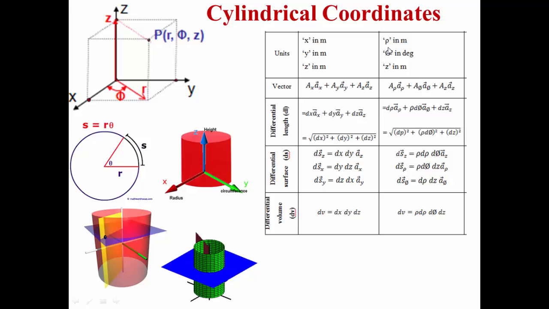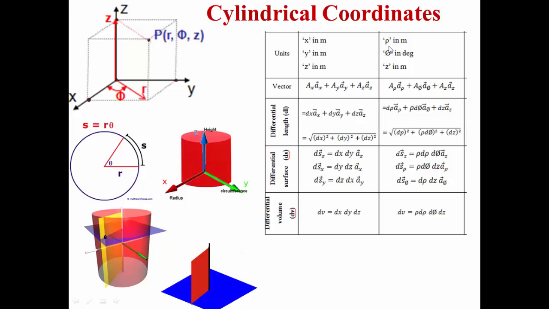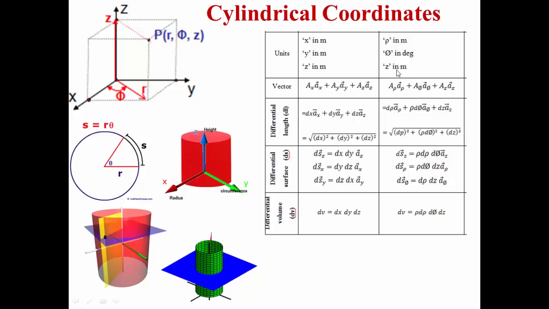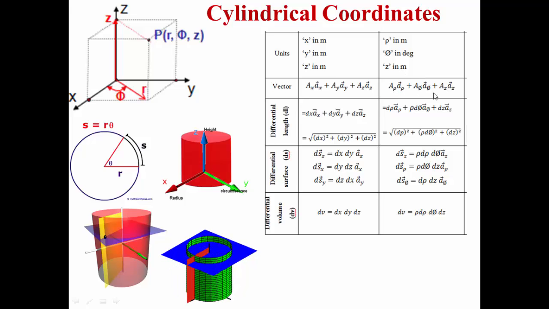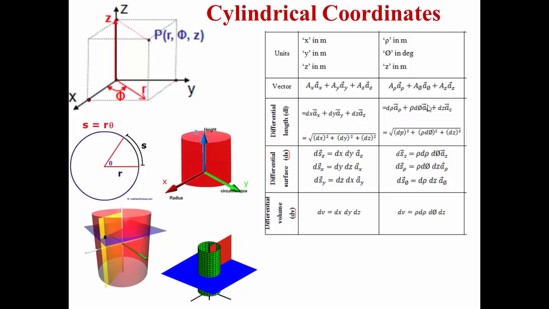So that's why we are saying rho or r, it may be the notation used here, but most probably the standard notation is rho. So rho in meter, and phi, that is the circumference, is in degree, and height of the cylinder in meter. The same way you can represent the vector a rho into a rho plus a phi into a phi plus az into az. For this you want to write the differential length, differential surface and differential volume.